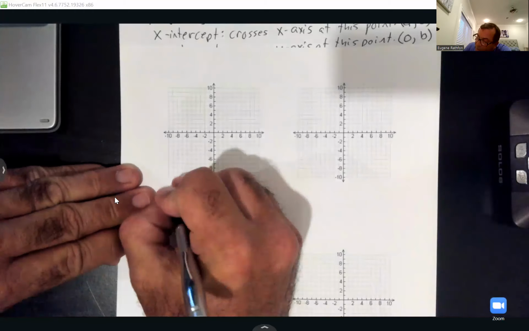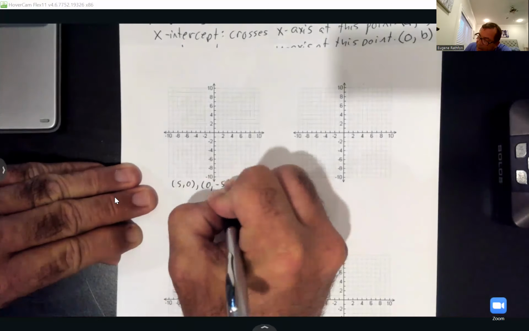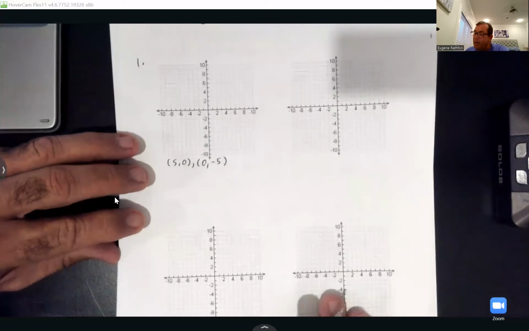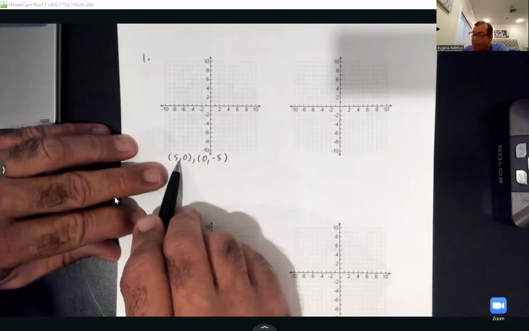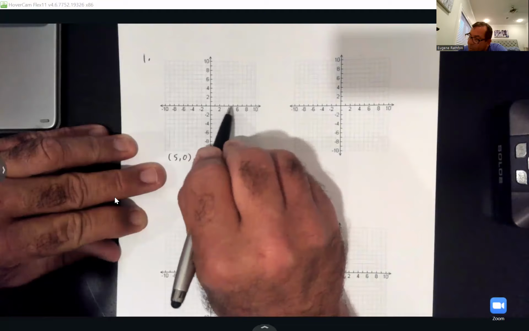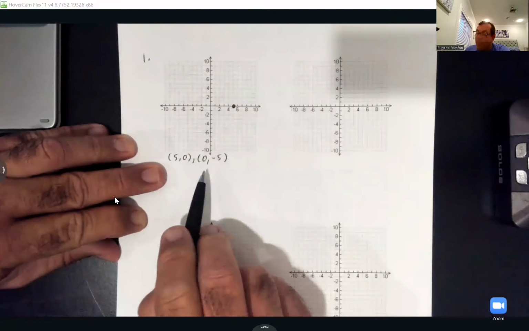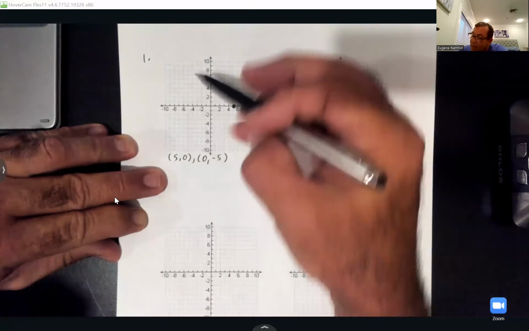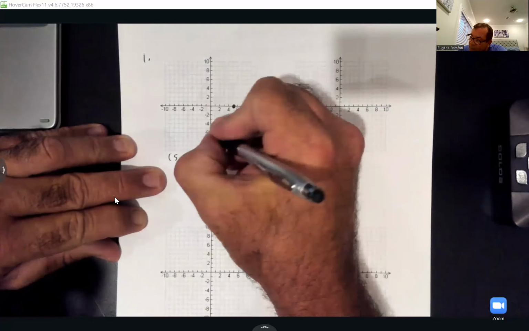So remember, my points were 5, 0, and 0, -5. So this is our number 1. All righty, so this was my x-intercept 5, 0, so it's got to be on the x-axis. So I go right 5: 1, 2, 3, 4, 5. And since the y value is 0, I put my dot on that 5. Now this is my y-intercept. It's going to be on the y-axis. So x is 0 here. So now I go down 5: 1, 2, 3, 4, 5.